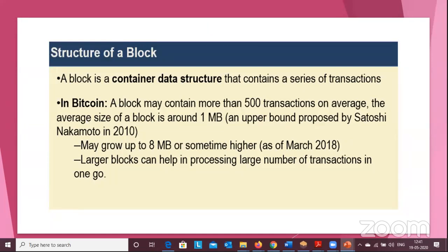Here we are going to discuss what the block header contains. A block is a container data structure that contains a series of transactions. The question is how many transactions we can perform, and what the storage is. Here is the slide: a block may contain more than 500 transactions on average, and the block size is around 1 MB to 8 MB.